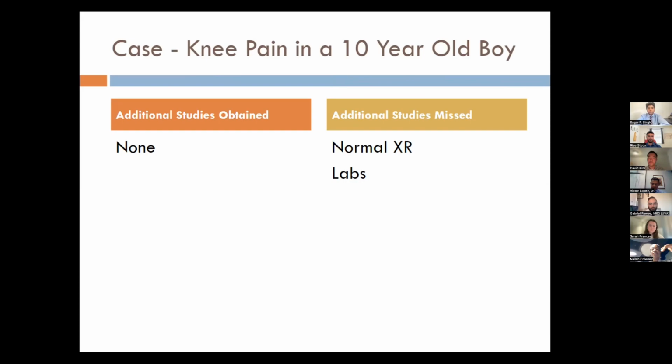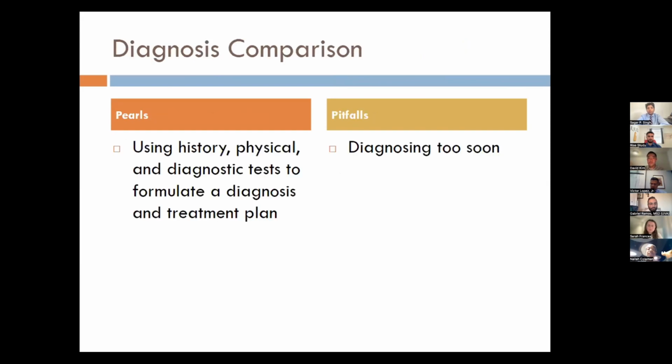So it is something to think about, that not all people who come in with knee pain, especially young people, or any kind of joint pain, have a primary musculoskeletal concern. So when you're thinking about pearls for your diagnosis, you want to make sure you're really using the history, the physical, and the diagnostic test to formulate your diagnosis, and then later your treatment plan.